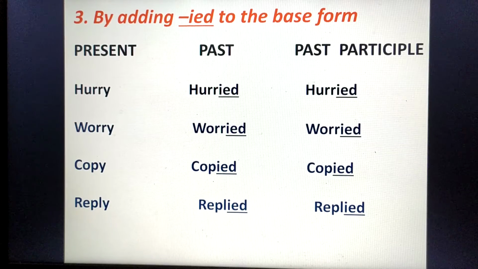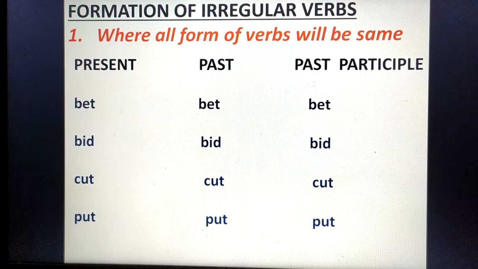As you all know, irregular verbs don't follow any such pattern of adding anything, right? So it was all about regular verbs in the previous slides, but now we will look at irregular verbs. We know that irregular verbs do not follow any fixed pattern. We will always divide their formation into 4 parts.